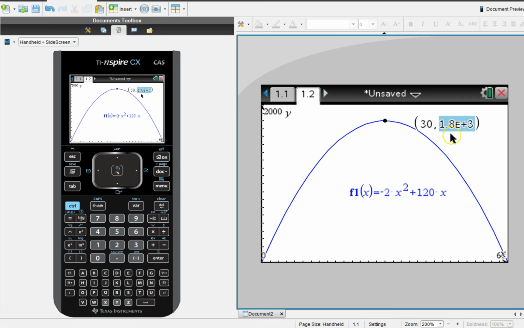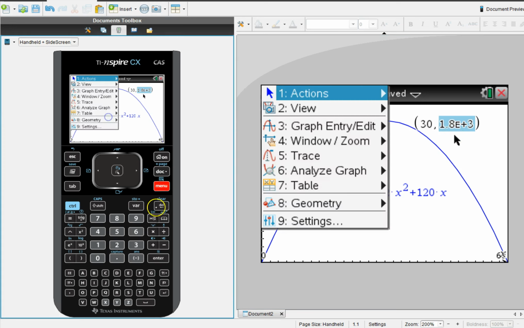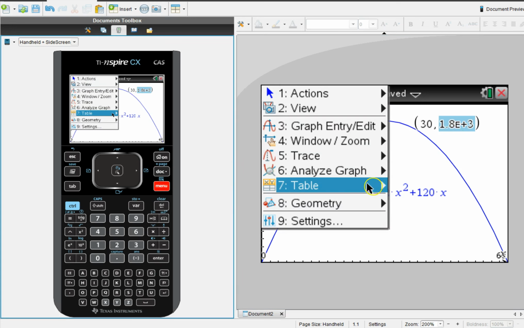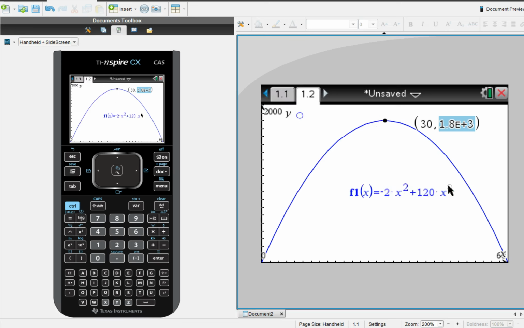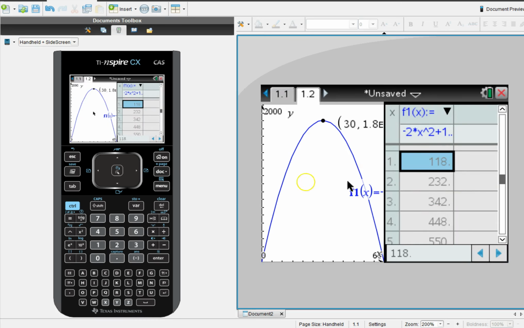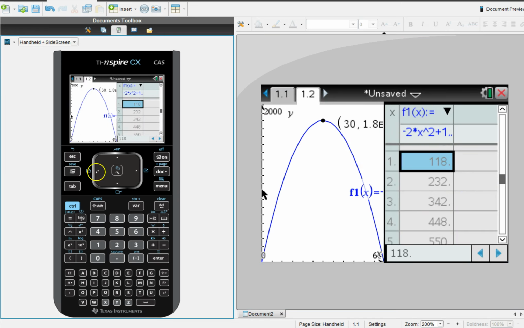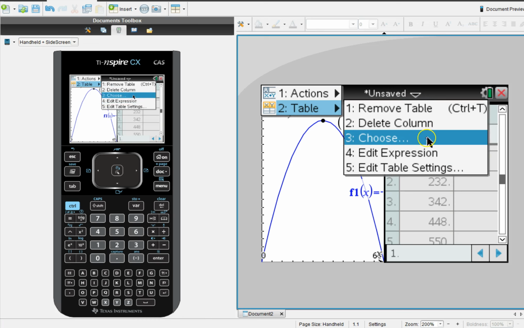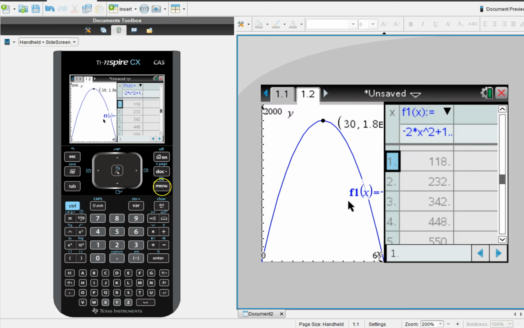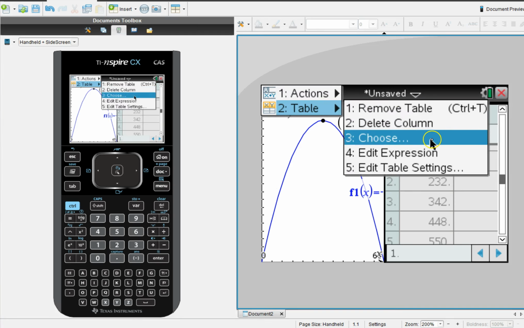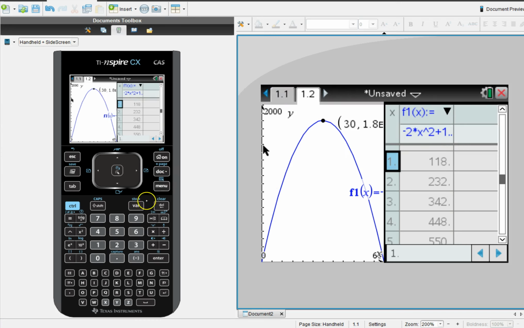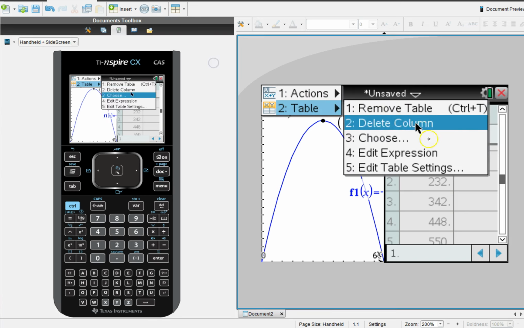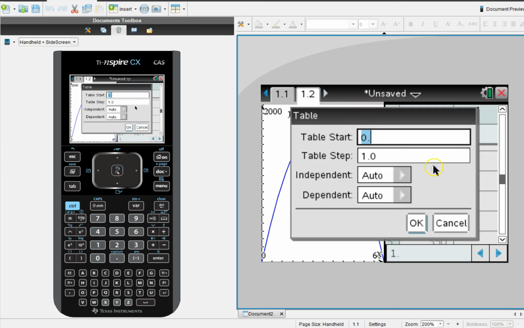If you don't like the way that they display that, you can always add a table. And I can find where x equals 30. See if we can do this. Can you type in a 30 on this? Or you don't have to mess with the settings. The table, put it to choose. Did that work? Table, choose. Maybe I don't know what I'm doing. Table, edit table settings. There you go.